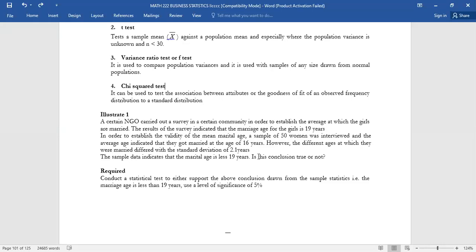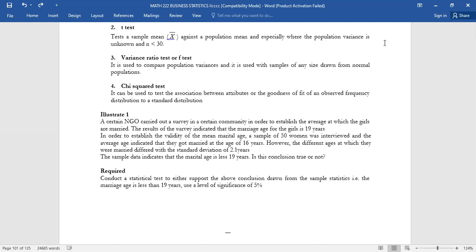Then step number two is the level of significance. We've been asked to use 5%. We don't have a problem with that. Then step number three is to test the statistics. In some questions, you've just been given data to compute. But in our case here, we've been given that the test statistic is a sample mean age of 16 years. So this one is given outright.